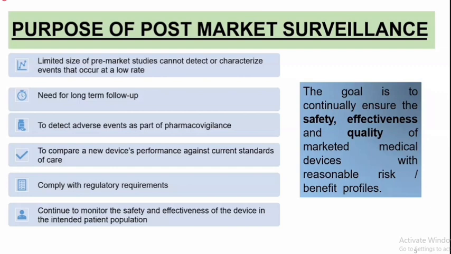So what is the purpose of post-market surveillance? Why do we require it? As I previously said, its main goal is to ensure the safety, effectiveness, and quality of the medical devices which are already available in the market and which are being used by healthcare professionals or patients. The main purposes include the limited size of pre-market studies, which cannot detect or characterize events that occur at a low rate.